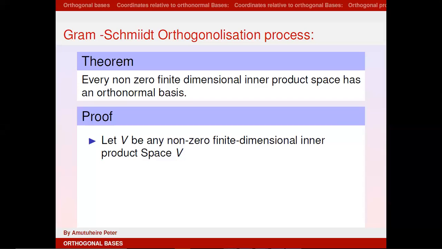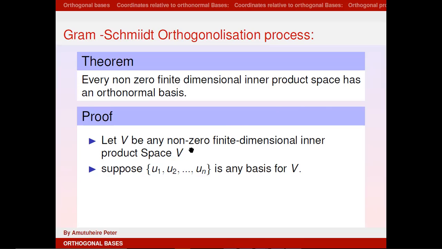We let V be any non-zero finite dimensional inner product space. Next, we suppose that this is any basis for V, because first of all, if it is an inner product space, then it must be a vector space, and every vector space has a basis. If it has no other basis, at least it has one basis, which we call its usual, or its Euclidean basis.